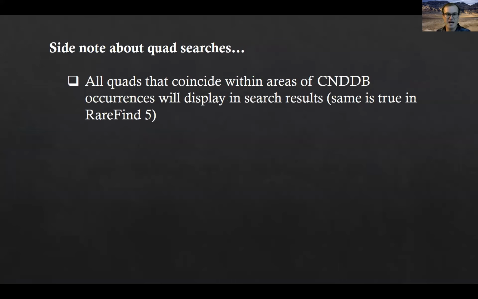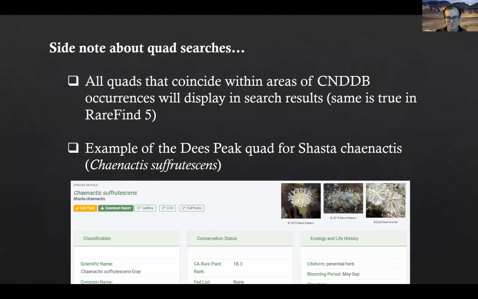I just want to mention a side note about quad searches, and that is that all quads that coincide within those areas of CNPB occurrences will display in search results. And this is also true for RareFind, which is an application available from the Natural Diversity Database. An example here is of the Dees Peak quad for Shasta K and Actis.